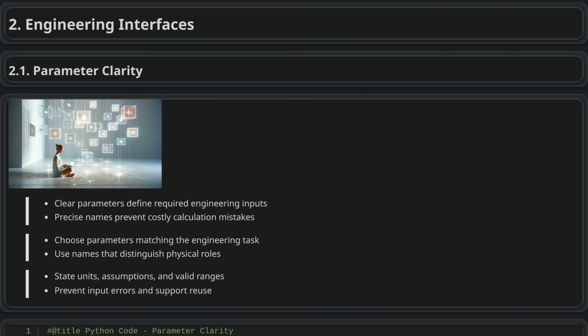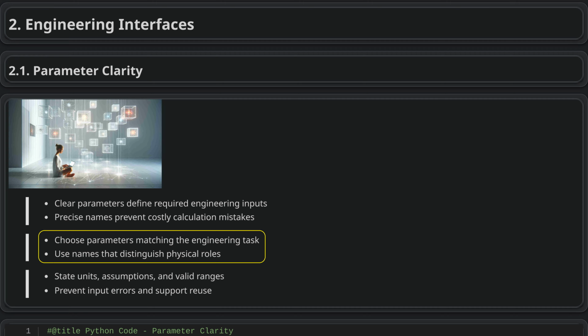Engineering interfaces. Parameter clarity. Clear parameters are essential in engineering functions because they define what information the calculation needs and how it will be used. In fields like chemical engineering, precise names help prevent confusion when similar terms may mean different things. A pressure drop calculation, for example, should clearly ask for items such as pipe length and fluid density. Vague parameter names make a function harder to trust, even if the math is correct.